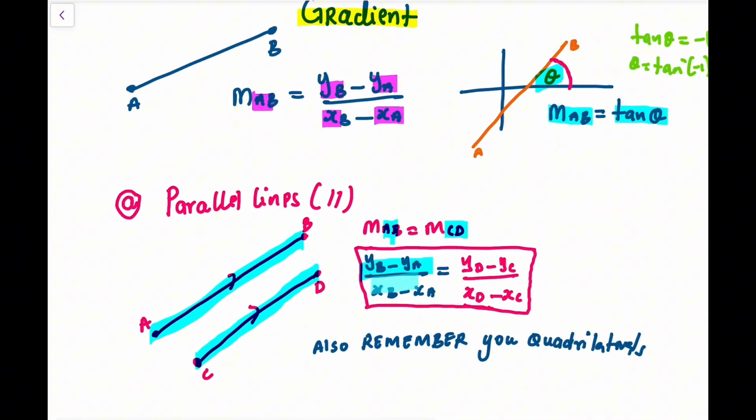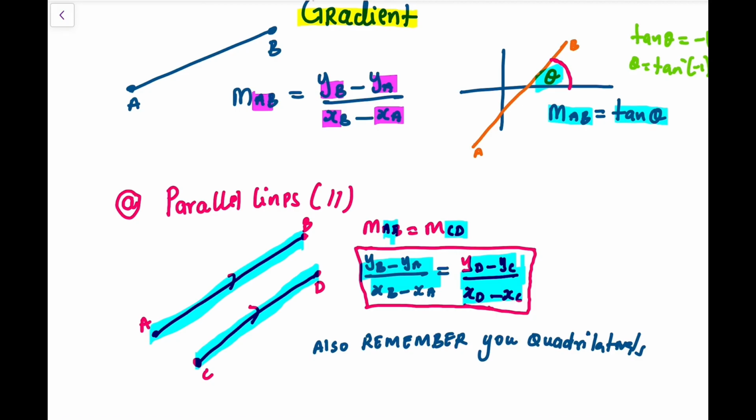here is the gradient formula. The gradient of AB is equal to the gradient of what? Of CD. Sometimes in the exam, they will ask you to prove or to show that lines are parallel. So that means you will calculate the gradient of line number 1, then calculate the gradient of line number 2. And if the gradients are equal, then you can conclude that those two lines are parallel.